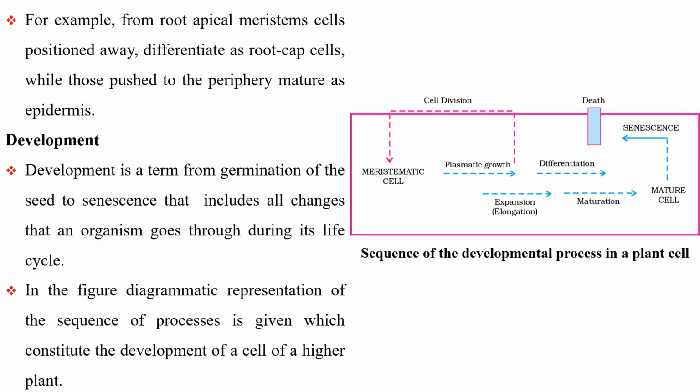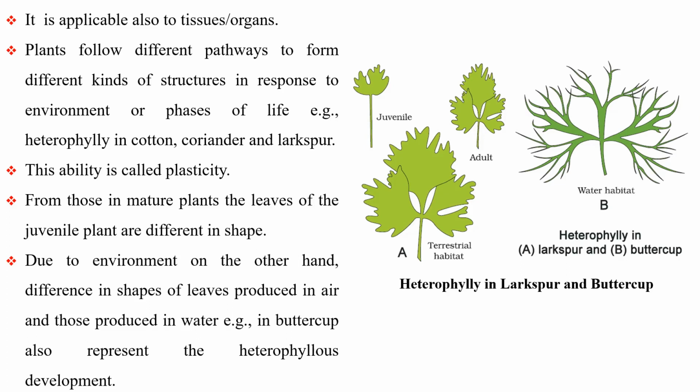Development. Development is a term for everything from germination of the seed to senescence that includes all changes that an organism goes through during its life cycle. In the figure, a diagrammatic representation of the sequence of processes is given which constitute the development of a cell of a higher plant. It is applicable also to tissues or organs.